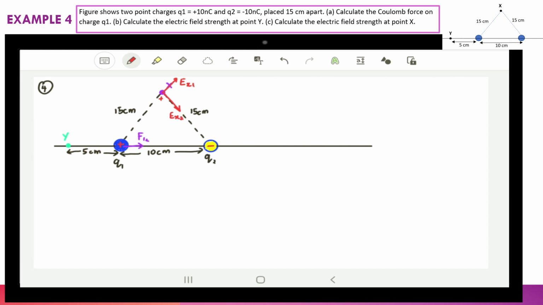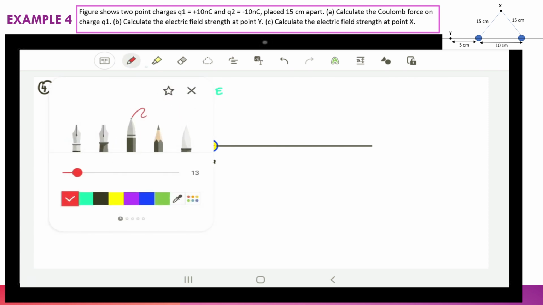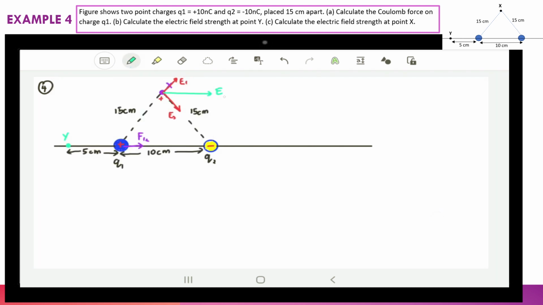Alright, so now look at here. Okay, so E1X is to the right in this direction, where E1Y is upward.